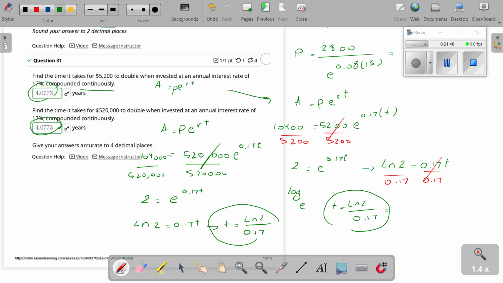No matter how much you have initially in your account, it's going to take this much time to double in such an account. Okay, so this was the review for modules 7 and 8. I hope it was helpful for you.